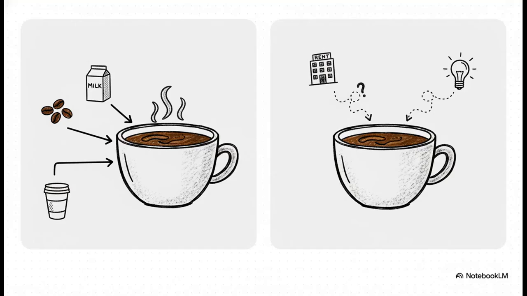Direct costs? They're the no-brainers. You can literally point to them. Think about it. The coffee beans, the splash of milk, the paper cup itself, you can see them going right into our cost object, that one cup of coffee.